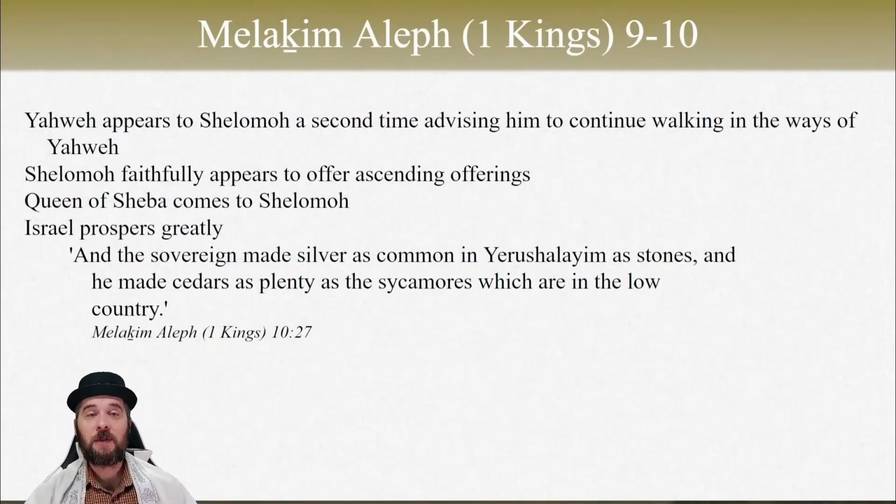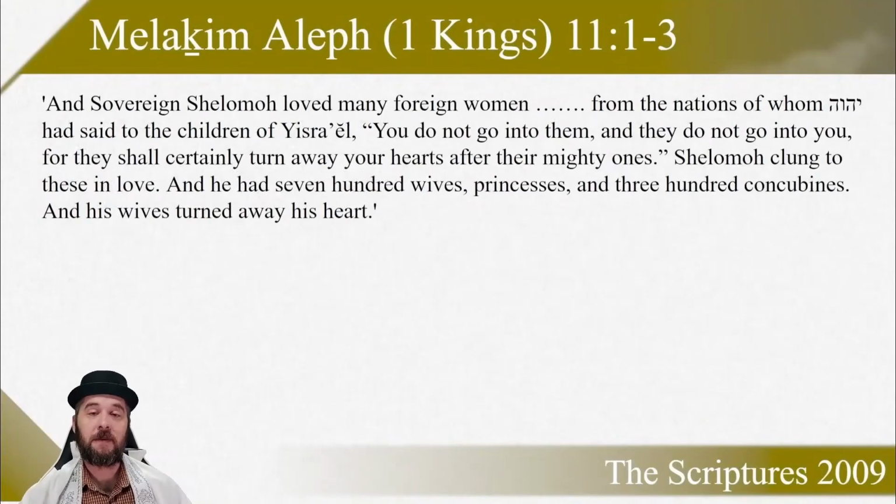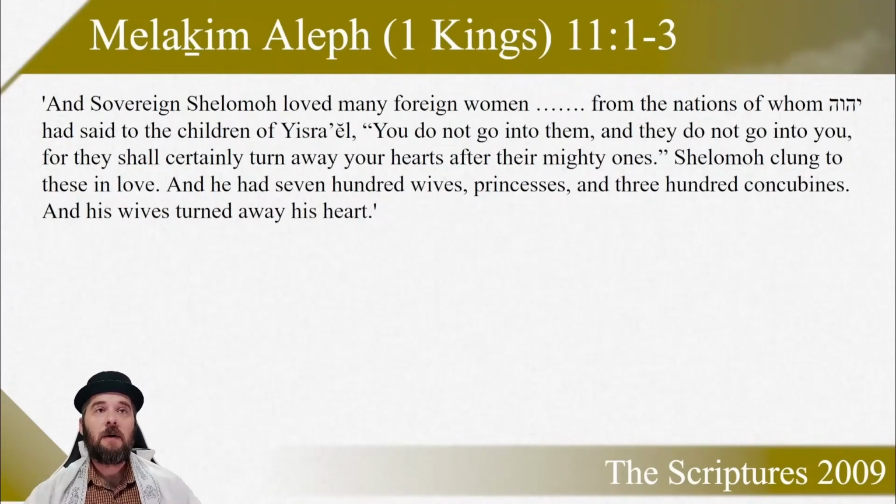Then we get into 1 Kings chapter 11. And this is where things kind of start going downhill. 1 Kings chapter 11, verses 1 through 3. "And sovereign Shlomo loved many foreign women from the nations of whom Yahuweh had said to the children of Israel, 'You do not go into them, and they do not go into you, for they shall certainly turn away your hearts after their mighty ones.' Shlomo clung to these in love, and he had 700 wives, princesses, and 300 concubines, and his wives turned away his heart."